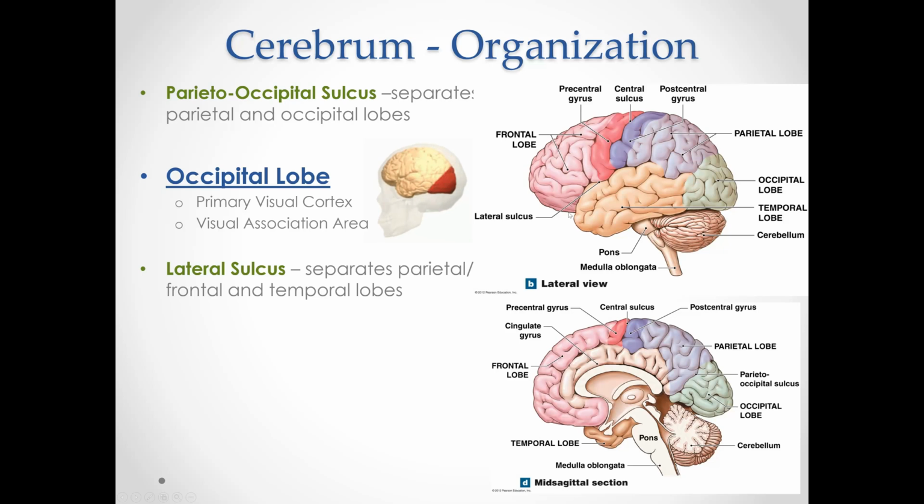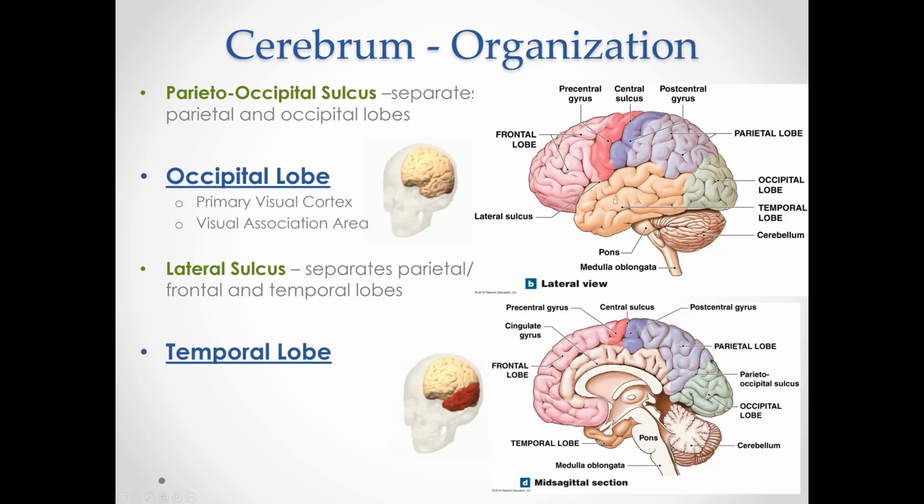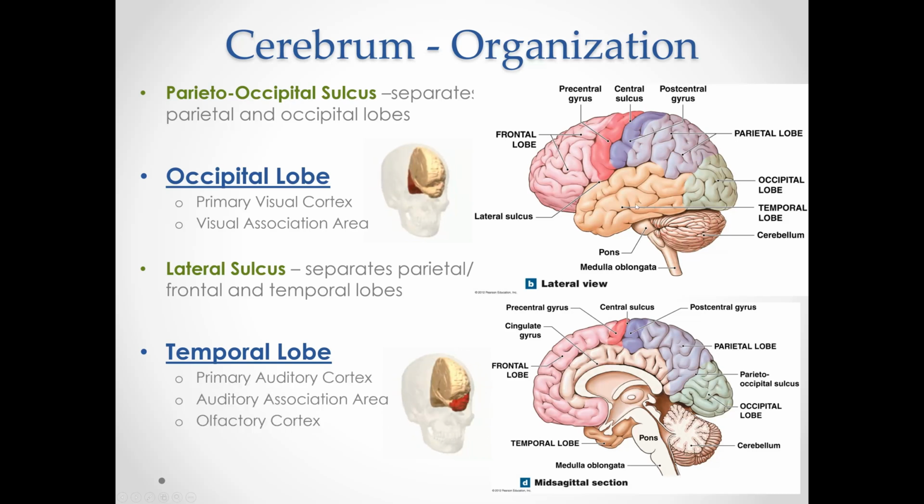You also have a lateral sulcus, which is shown here. My mouse is going over it now. The lateral sulcus separates the parietal and frontal lobes from the temporal lobe on the side, which is shown in this light yellow color. And then finally we have the temporal lobe, which is on the side of the brain. The temporal lobe has the primary auditory cortex, the auditory association area, and the olfactory cortex. Now we're going to go into a little bit more detail about the structures you can find in the cerebrum.